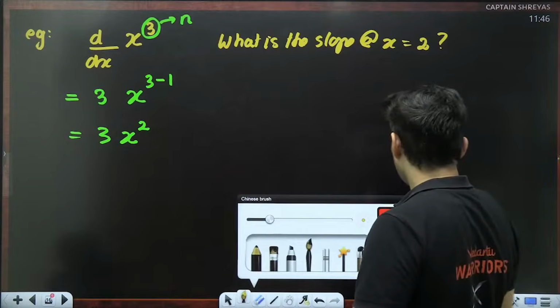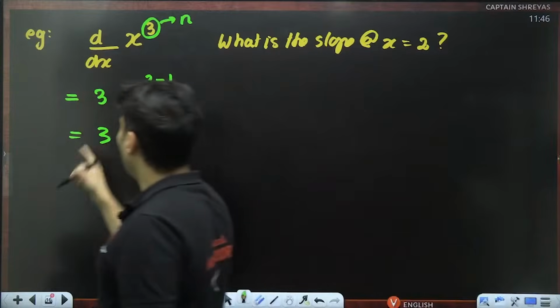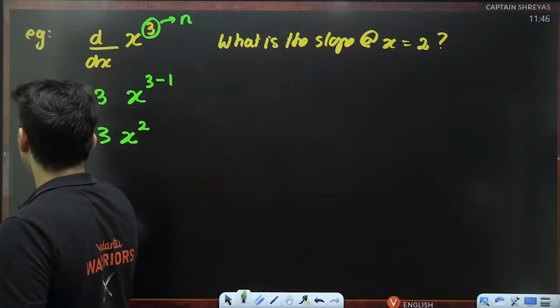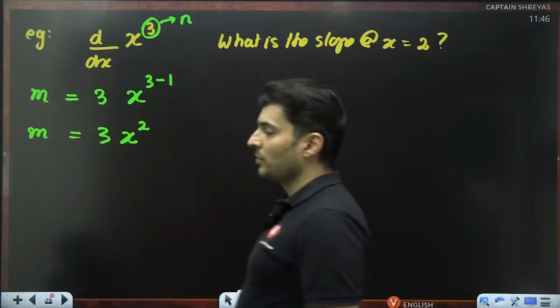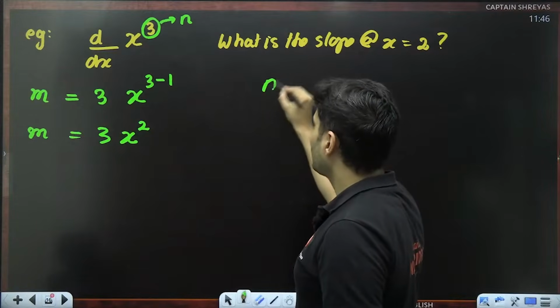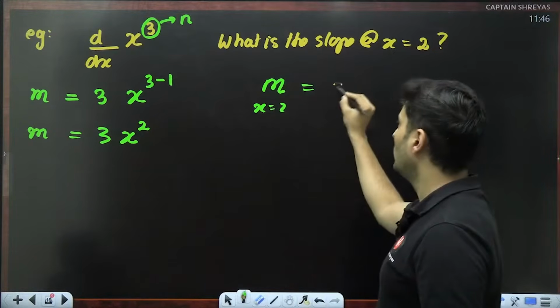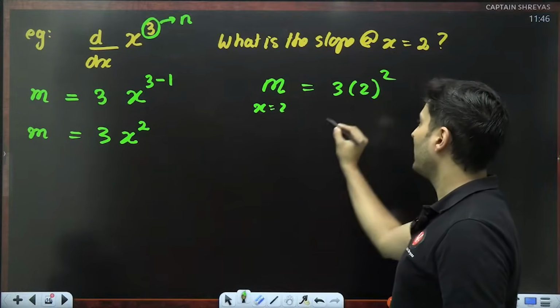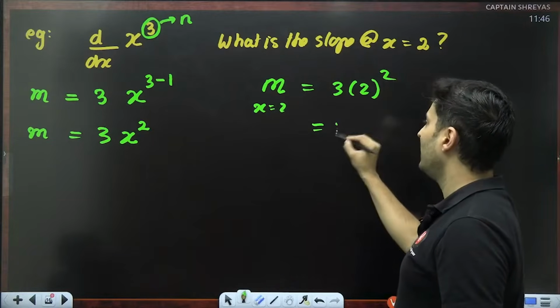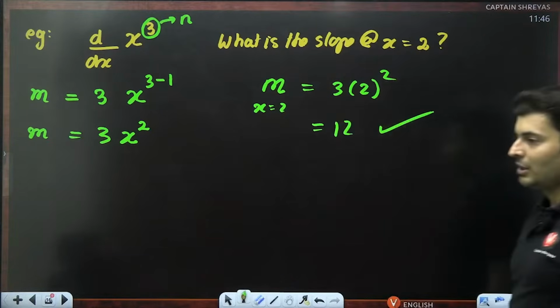Then all you are going to do is, I found out the value of the slope over here. If you notice, this is the slope, which is 3x square. So the slope at x is equal to 2 will be, substitute x as 2. So 3 into 2 square. 2 square is 4. 4 3s are 12. That is the answer. 12 is the answer.